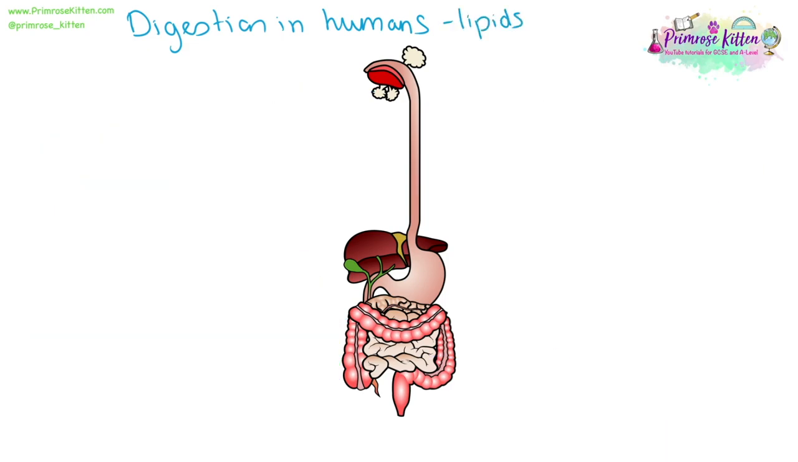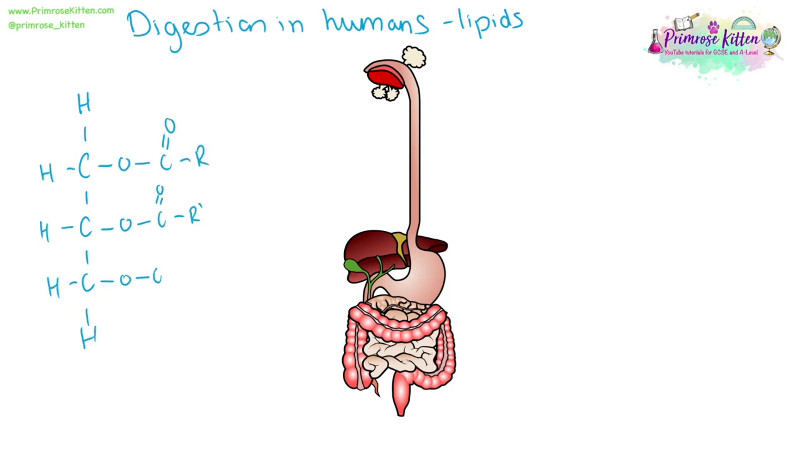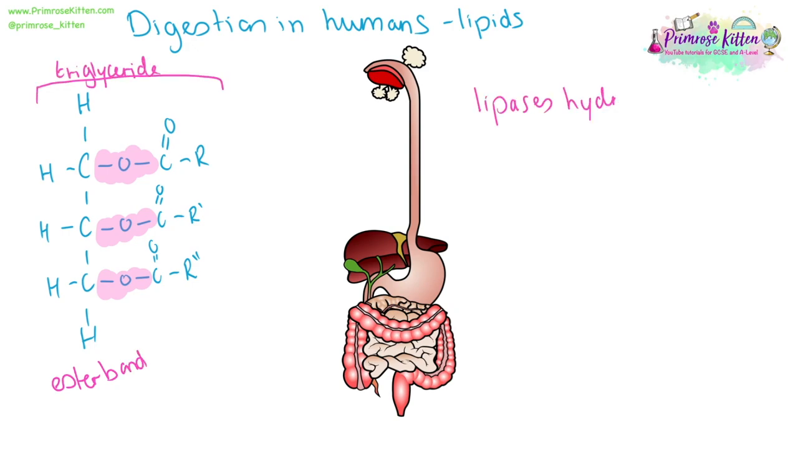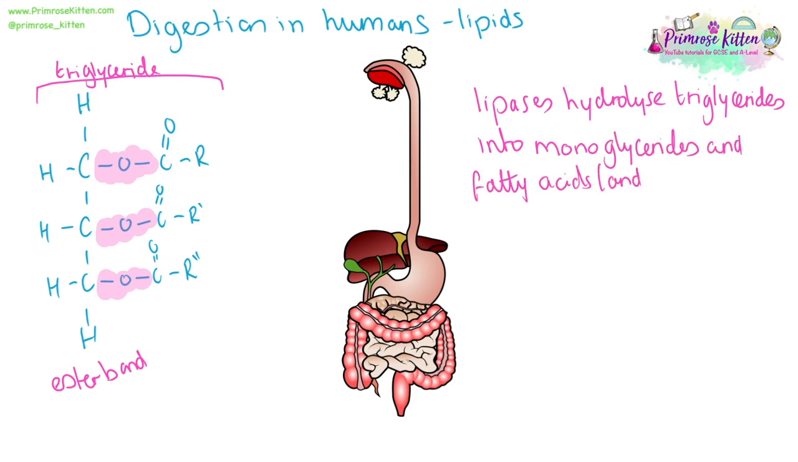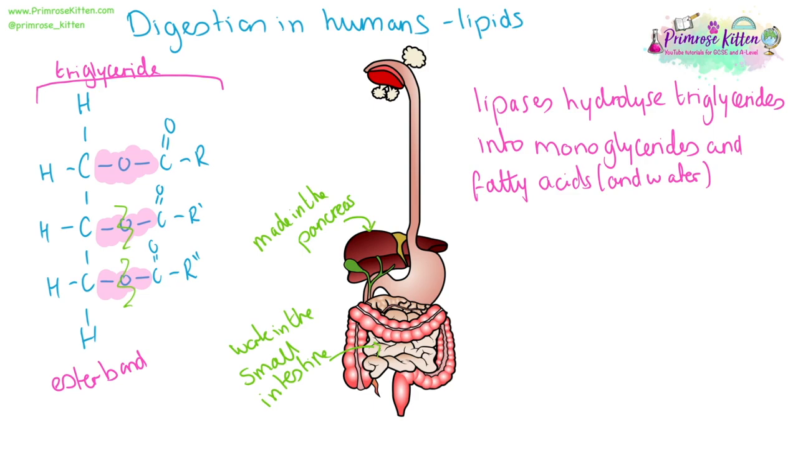Lipids or fats also need to be broken down. Here we have our triglyceride. And here is the ester bond. Lipases will hydrolyze the triglycerides into monoglycerides and fatty acids and water. Lipases are made in the pancreas behind the liver and they work in the small intestine.